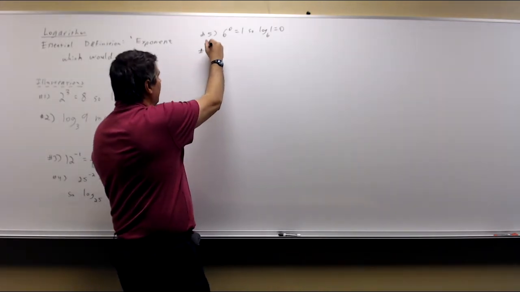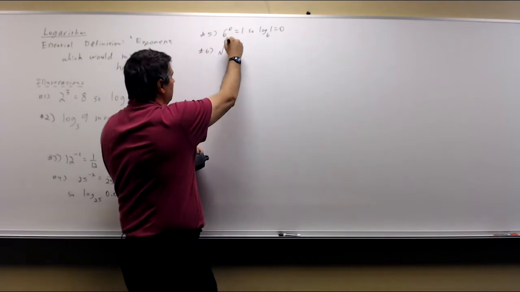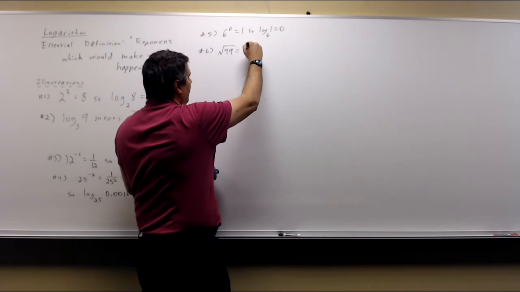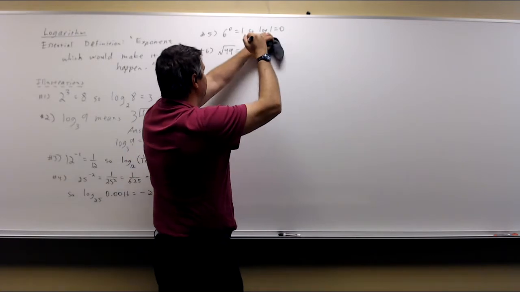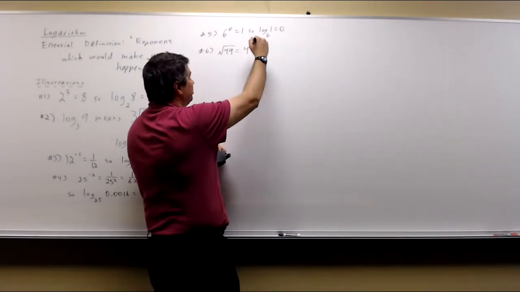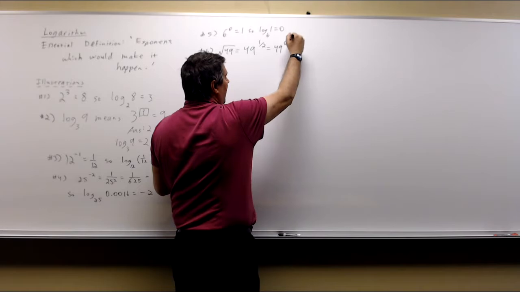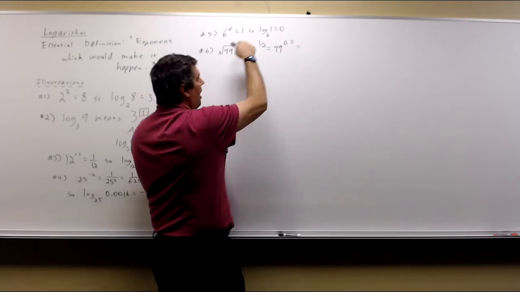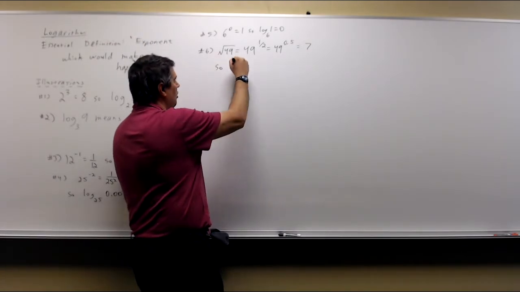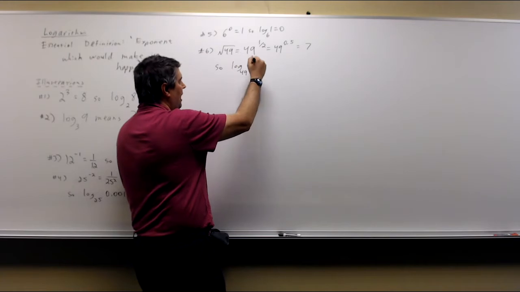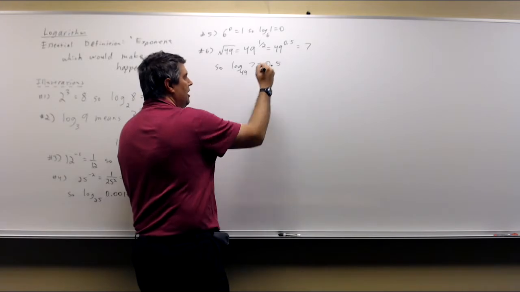Number 6, the square root of 49 is 49 to the 1/2 power, which is 49 to the 0.5 power, which is, the square root of 49 is 7. Okay? So, log base 49 of 7 is 0.5. Okay, it is the exponent that would make it happen.